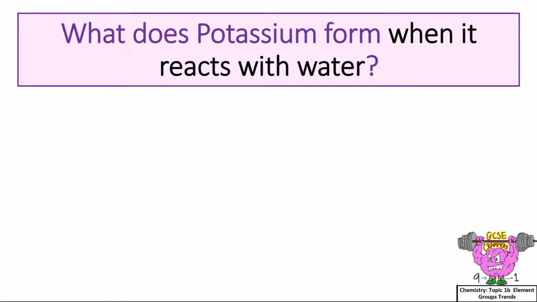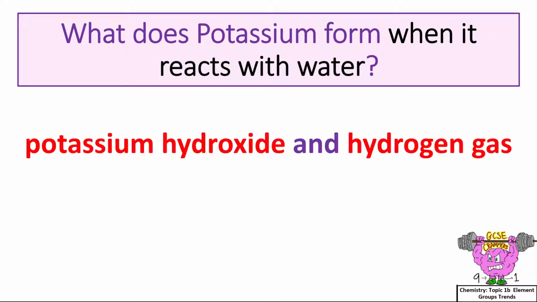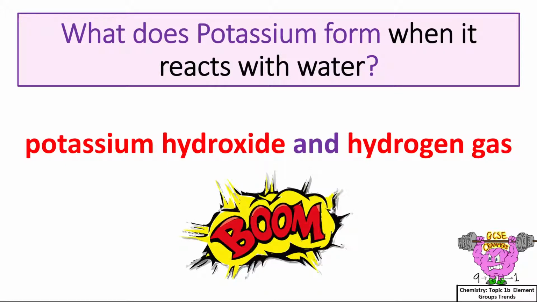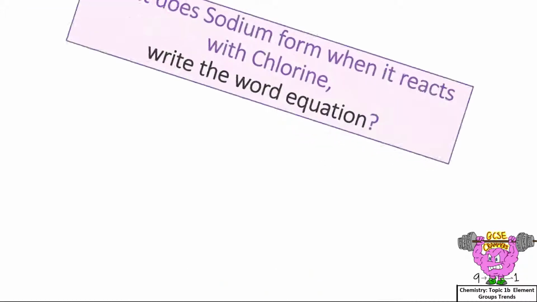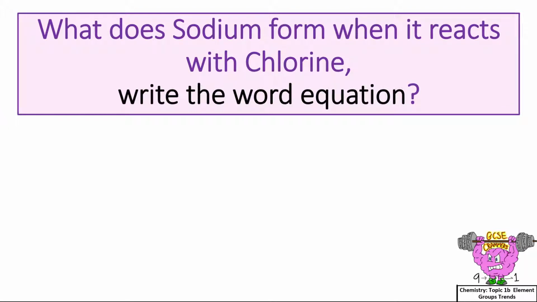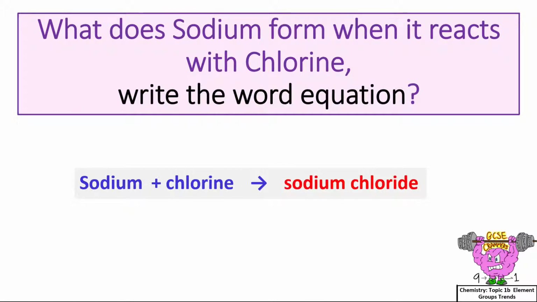What does potassium form when it reacts with water? Check the periodic table. Potassium is an alkali metal, and when it reacts with water, it forms potassium hydroxide and hydrogen gas. Boom! What does sodium form when it reacts with chlorine? Write the word equation. Sodium plus chlorine produces sodium chloride.